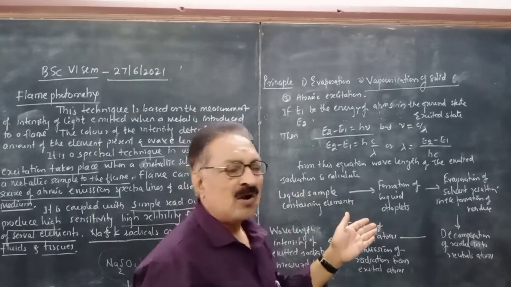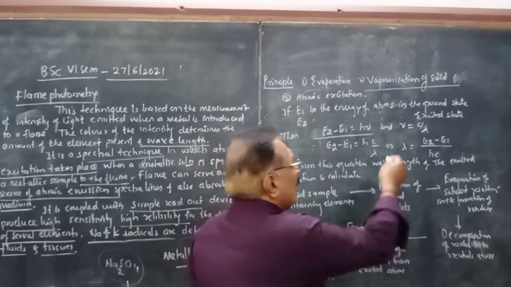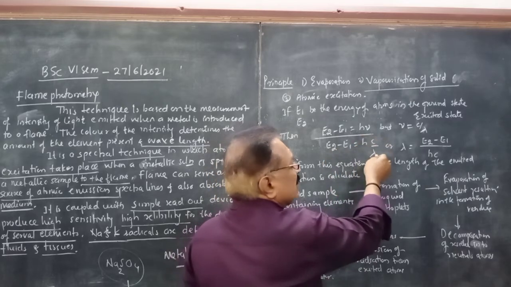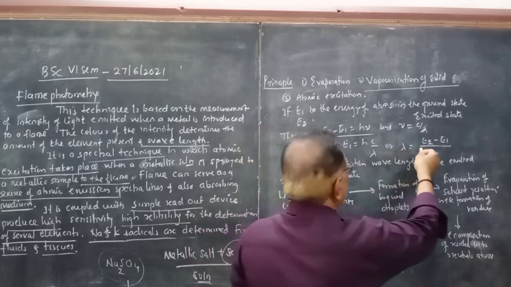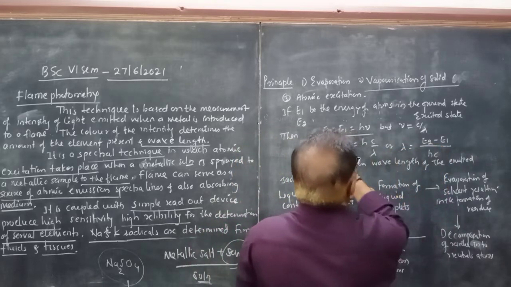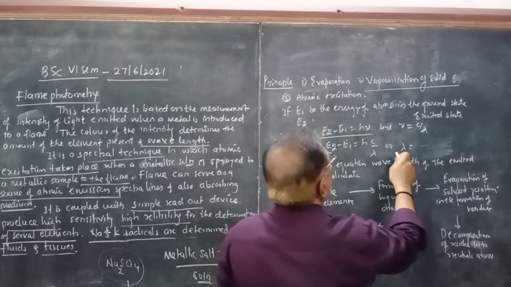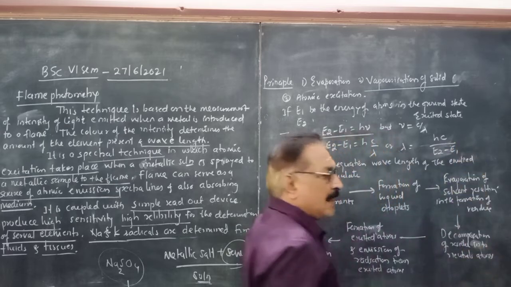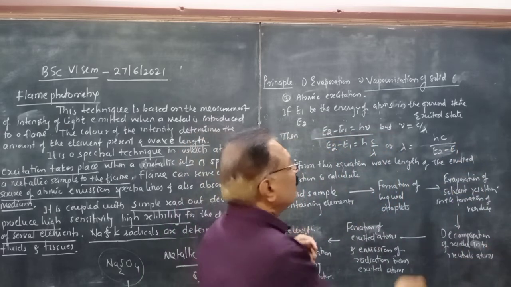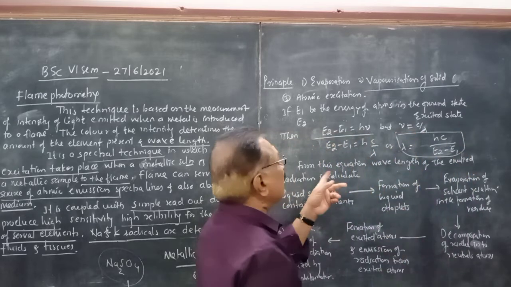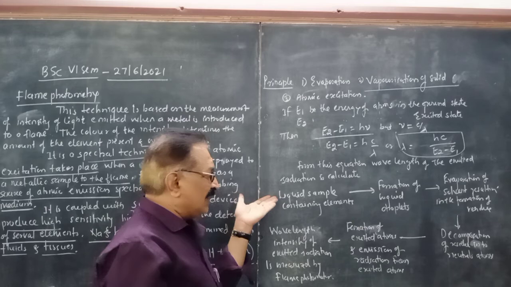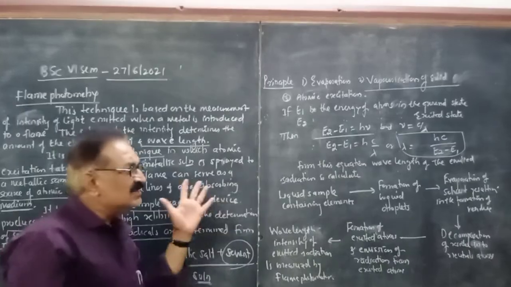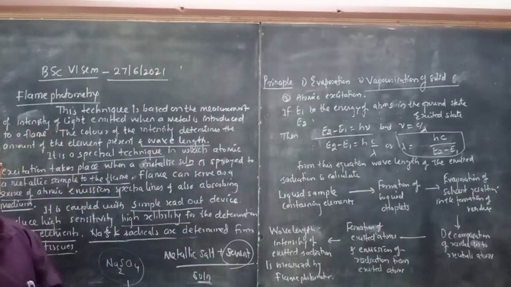Excited state minus ground state will be h into mu, and mu is equal to c upon lambda, which is known to you. Therefore E2 minus E1 is equal to h into c divided by lambda, or lambda is equal to h into c divided by E2 minus E1. From this equation, we can calculate the wavelength of the emitted radiation. This is the principle behind the flame photometric technique.